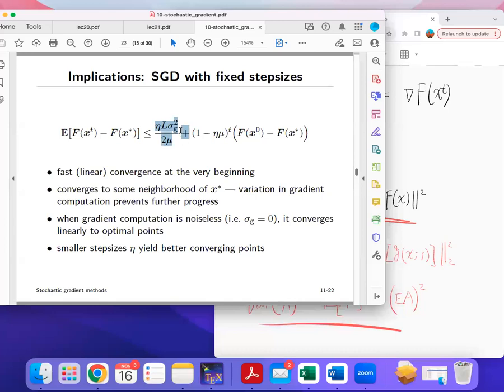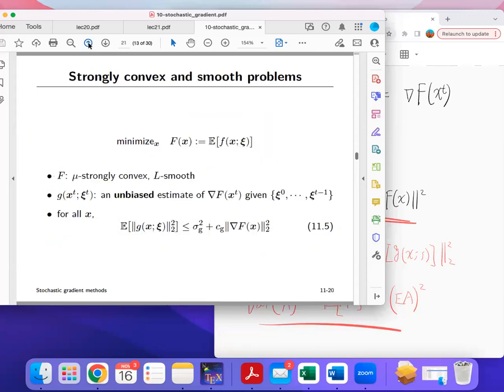And in order to reduce this constant error, there are several scenarios. For example, L and mu are problem parameters, so they are guaranteed to be positive. So either this sigma g needs to be 0 or this eta needs to be very small. The first case is when sigma g equals 0, so go back to the definition of sigma g. This is where we introduced sigma g. It means that the variance of the stochastic gradient is 0.